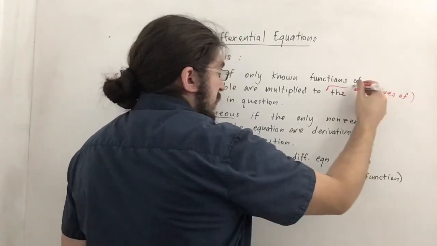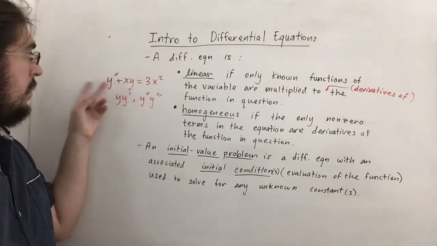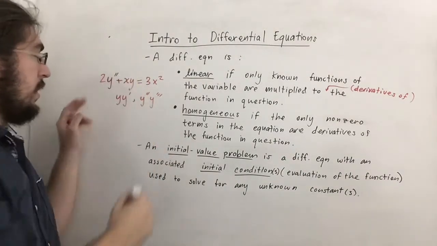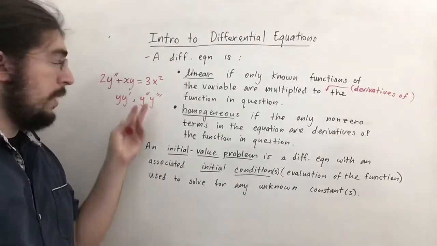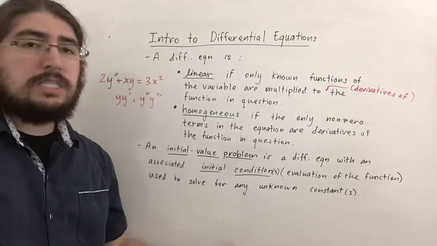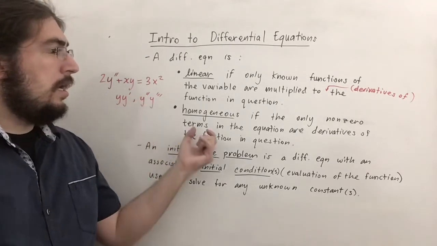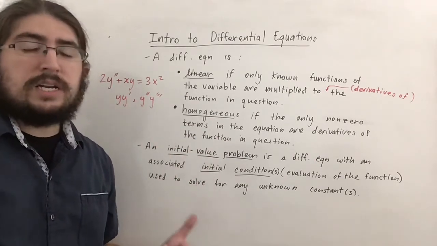So we could say derivatives of the function in question, as well as the function in question. Like here, we could have a 2 multiplied to y double prime, and that's considered linear. But if y is multiplied to y prime or y double prime, that is non-linear. Okay? Homogeneous means that the only non-zero terms in an equation are derivatives of the function in question.